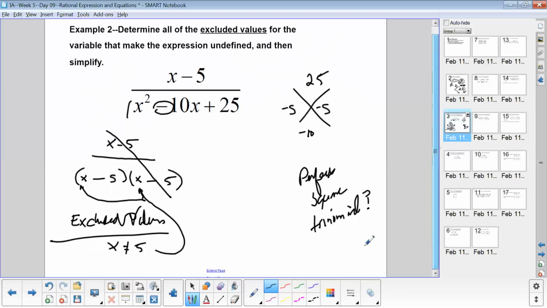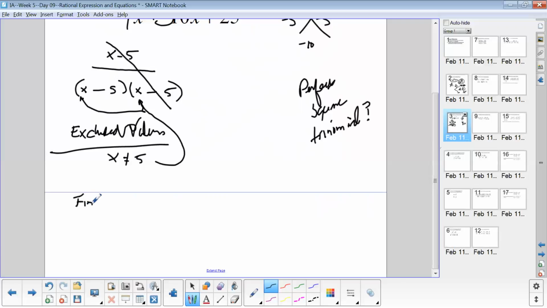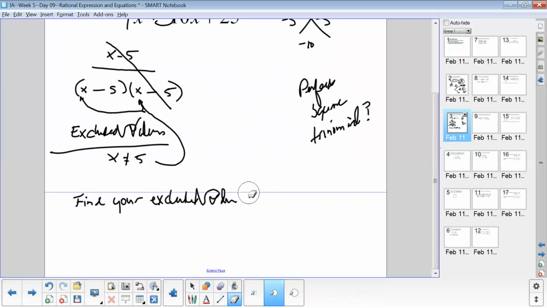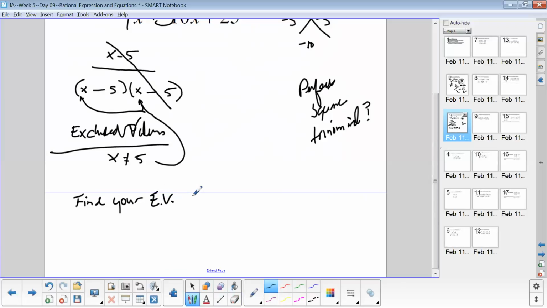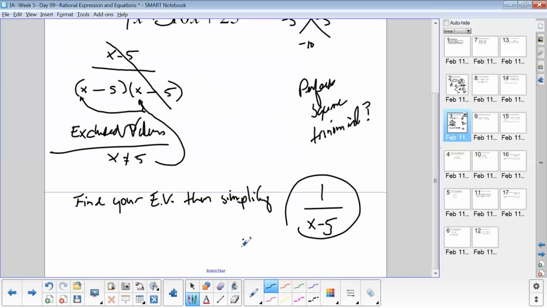So what we want to say is: find your excluded values, then simplify. Okay, find your excluded values, then simplify. So these divide out. What you're left with in the numerator is 1, and the denominator would be x minus 5. So here's your simplified form, with excluded values of x cannot be 5.